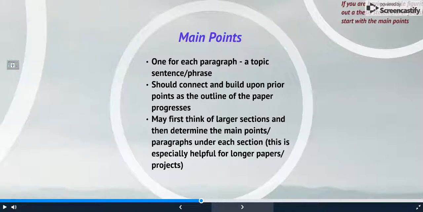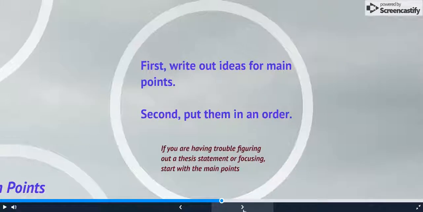This should connect and build upon prior points as the outline of the paper progresses. You may want to first think about the larger sections and then determine the smaller sections. Those will be your paragraphs. First, write out ideas for your main points, and then second, put them in order. If you're having trouble figuring out a thesis statement or focusing, this is a good place to start. What do you actually want to talk about? What do you want to prove?